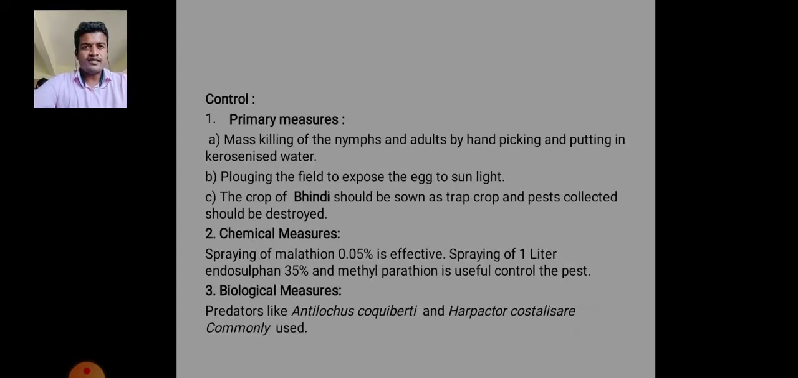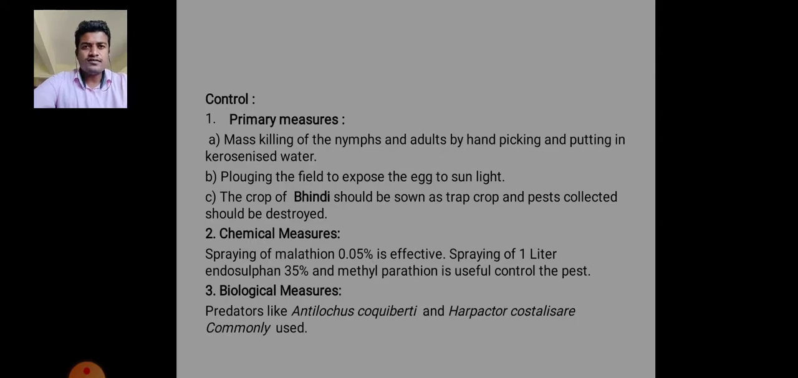Now controlling measures are given here. In primary measures, there is mass killing of the nymphs and adults of the red cotton bug by hand picking and putting them in kerosenized water, and ploughing the field to expose the eggs to sunlight. The crop of bhindi should be sown as a trap crop and the pests collected should be destroyed. So these are primary measures which are generally used by farmers in the farm, where the economically important crop is taken as the cash crop.